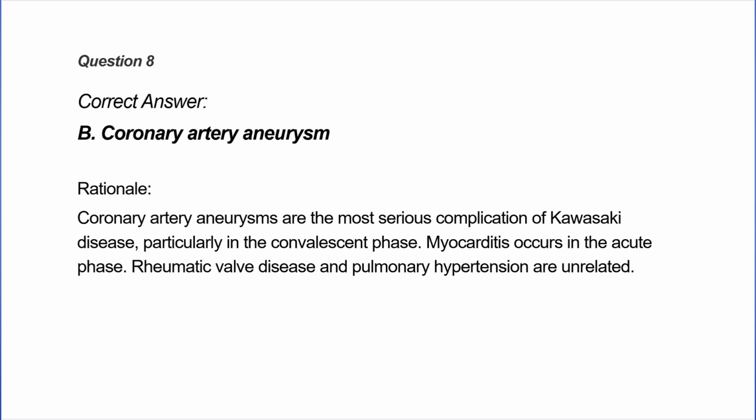Rationale: coronary artery aneurysms are the most serious complication of Kawasaki disease, particularly in the convalescent phase. Myocarditis occurs in the acute phase. Rheumatic valve disease and pulmonary hypertension are unrelated.